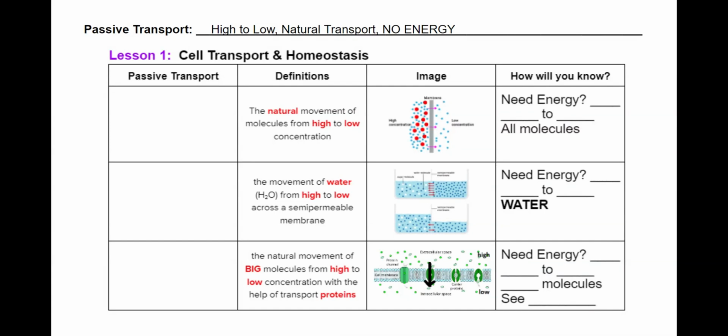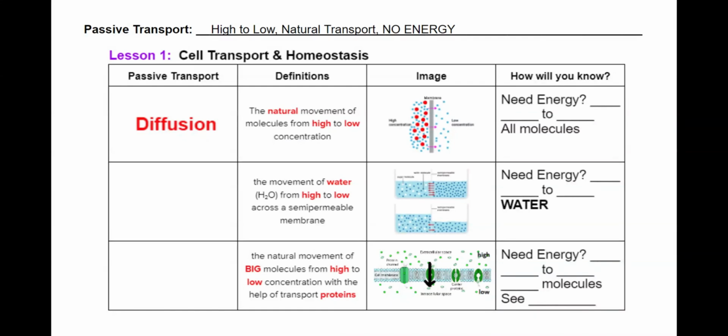Now you have 3 types that we needed to know. The first one, I want you to look at this image. It's first just natural, and this goes from high to low. Super simple, main type. We call this diffusion. And this is the image that you're going to need to know. So make sure that you're paying attention to these images. These images will be on your test.